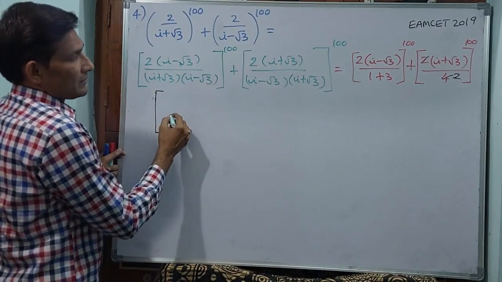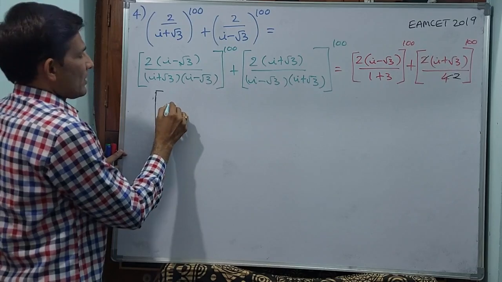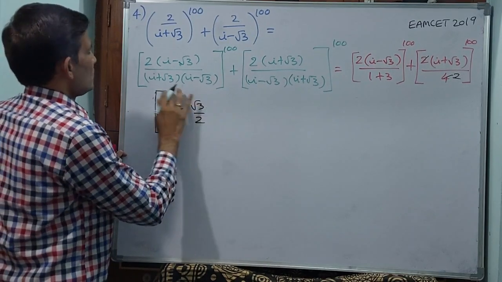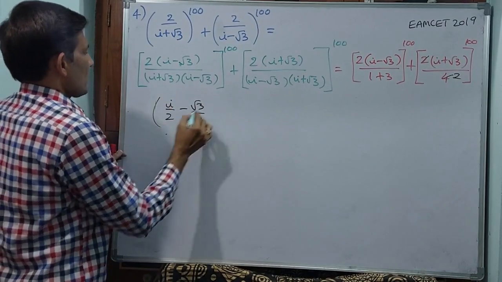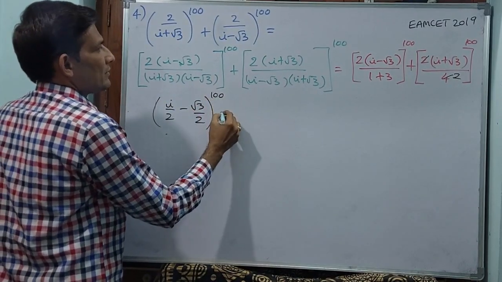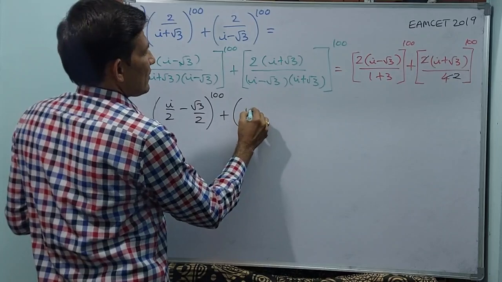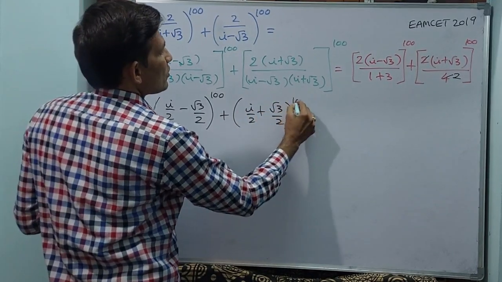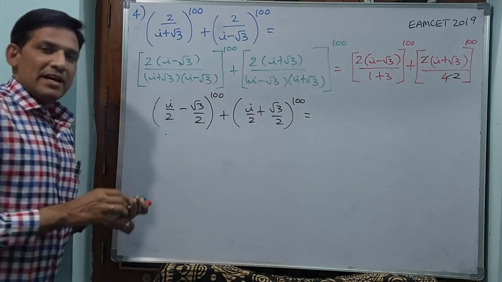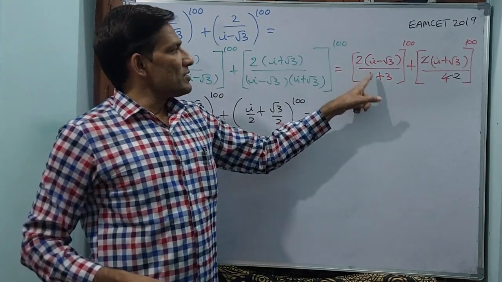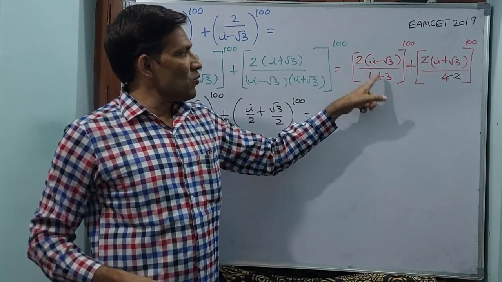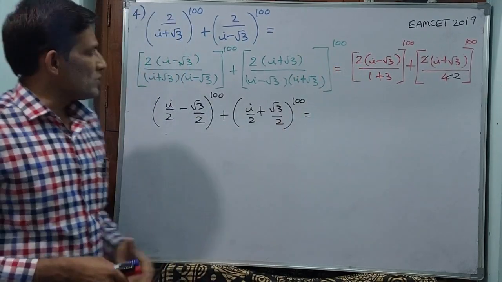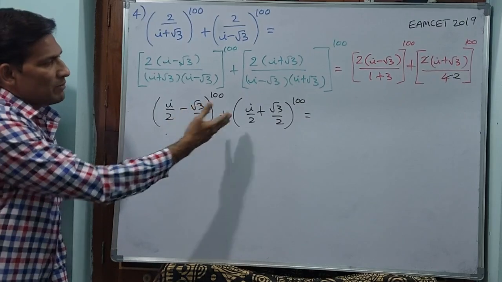Now see what happens. Easy. Why? Because you get (i/2 − √3/2)^100 plus (i/2 + √3/2)^100. How has it happened? Because here 2 is there, here 4, so 2 times it goes, divided by 2 for both. Now that 2 is not there: i/2 − √3/2.